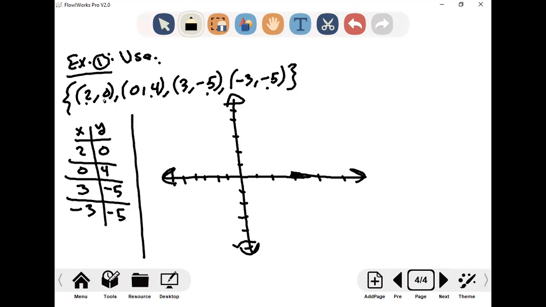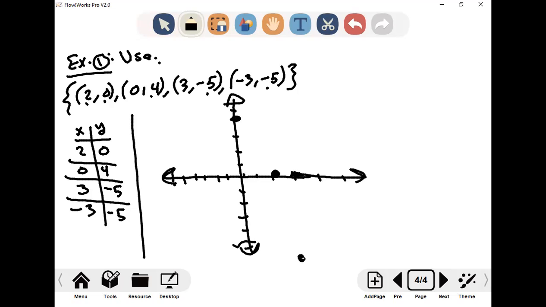So 2 with 0. 2 means 2x and 0y. This is 2x and 0y. Means I don't want to go up and I don't want to go down. So the same place of 2, right? 2 with 0. Right. 0 with 4. And this is the 0 of x. Go up until you get the 4. Then 3 with -5. This is the 3. The -5 down here.